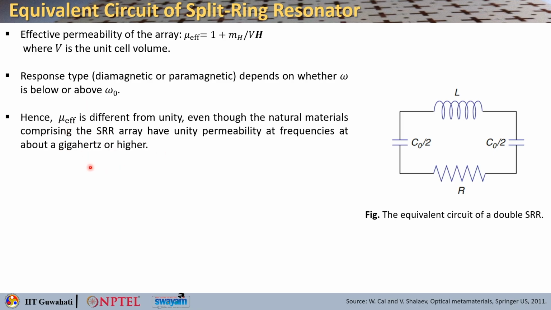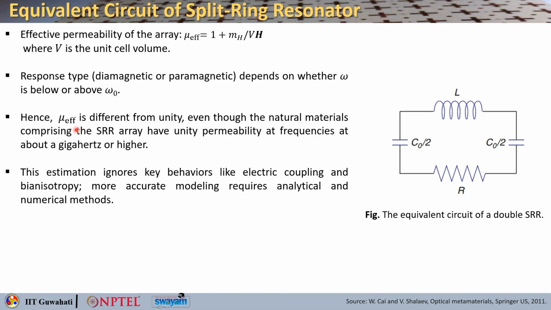So, here you can see that you are getting epsilon effective different from unity, even though the natural materials comprising the SRR array have unity permeability at frequencies of about gigahertz or anything above. So, the constituent materials do not have any permeability, they have unit permeability, whereas the effective permeability from the structure, that is your mu effective, is different from unity.